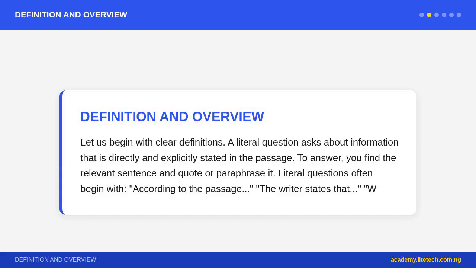A key principle, a good inference is supported by evidence from the text. You cannot infer whatever you like, your inference must be reasonable given the evidence. Random guesses are not inferences.